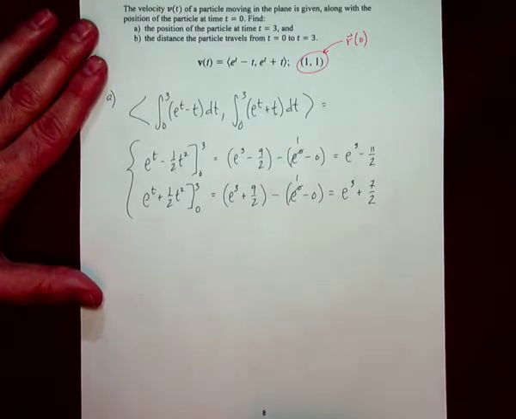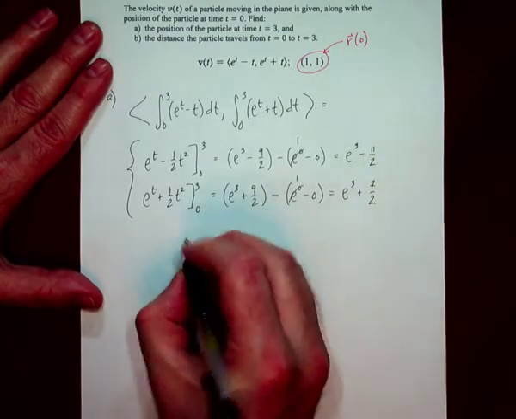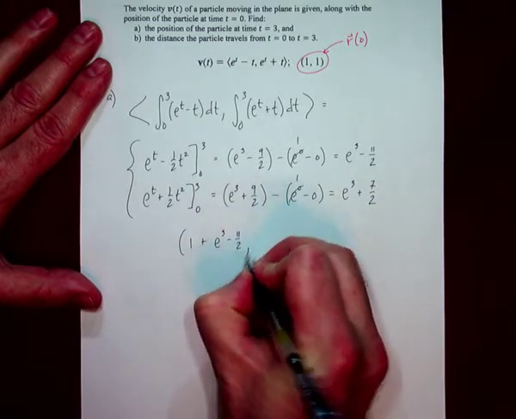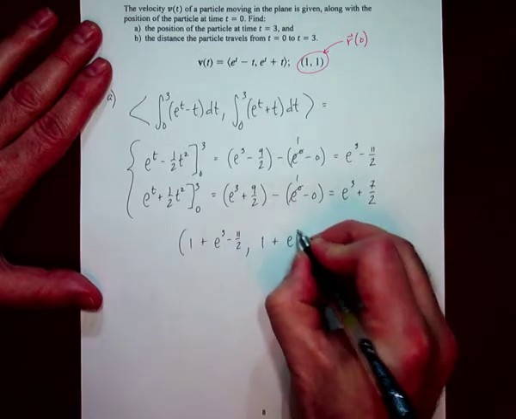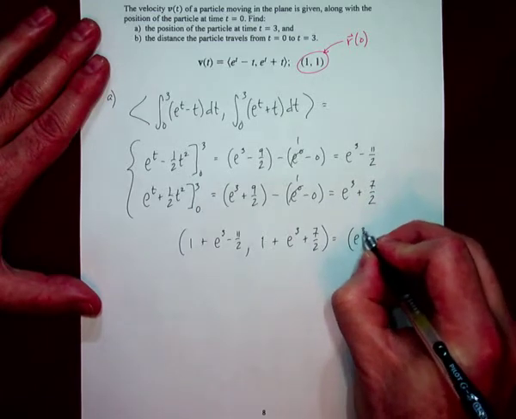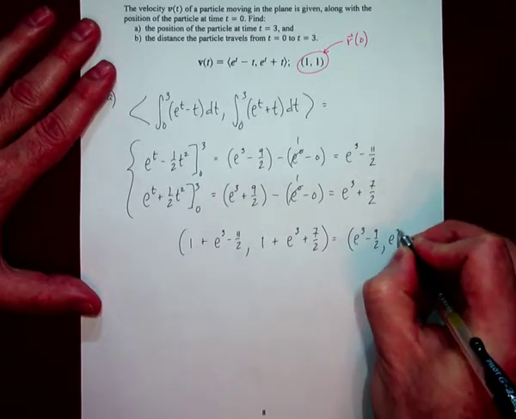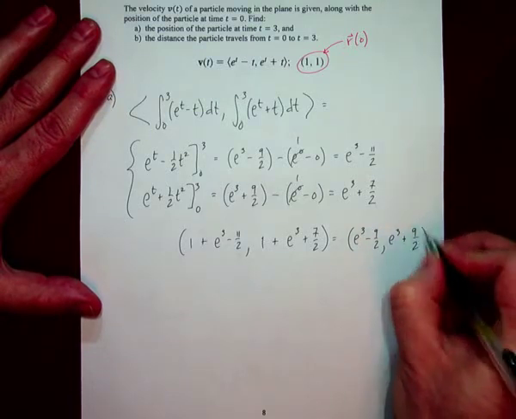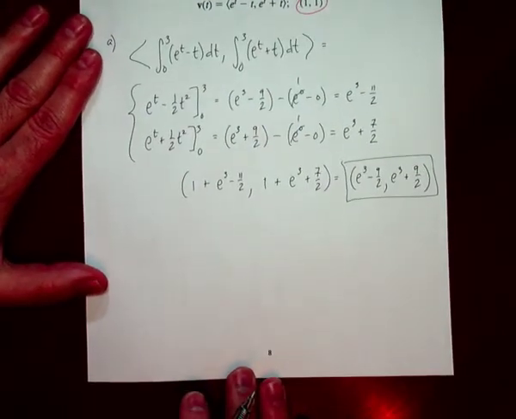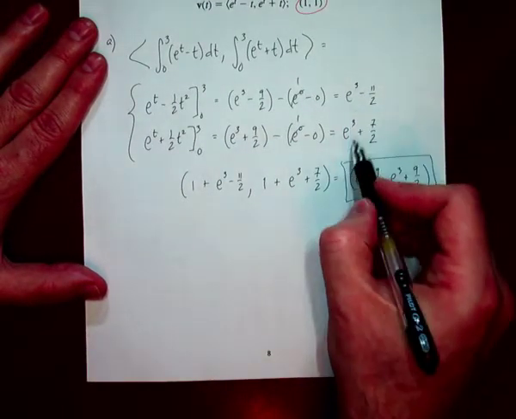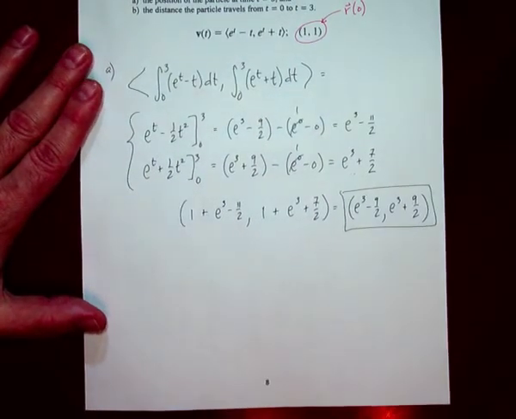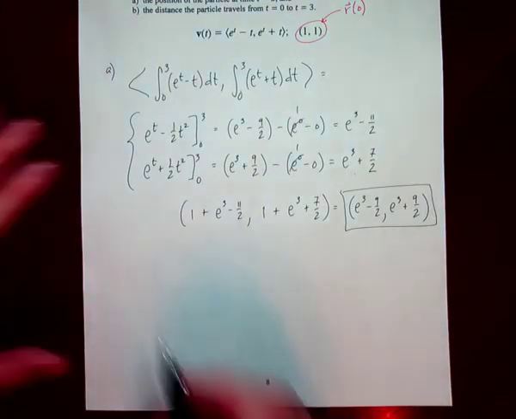So what we have here is we need the 1 plus e cubed minus 11 halves and 1 plus e cubed plus 7 halves, and that's going to wind up being e cubed minus 9 halves and e cubed plus 9 halves. And that right there is the position of the particle at time t equals 3, because all I did was take the components of my displacement vector and simply add them to the ordered pair from r of 0, the initial position.